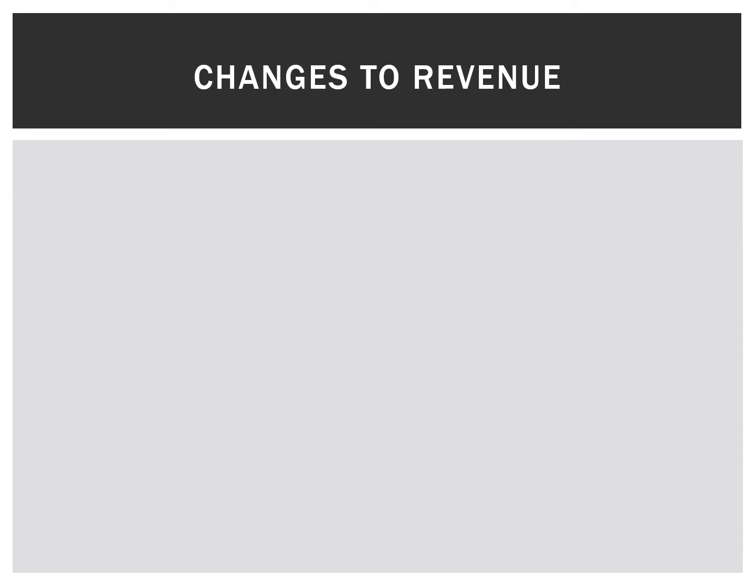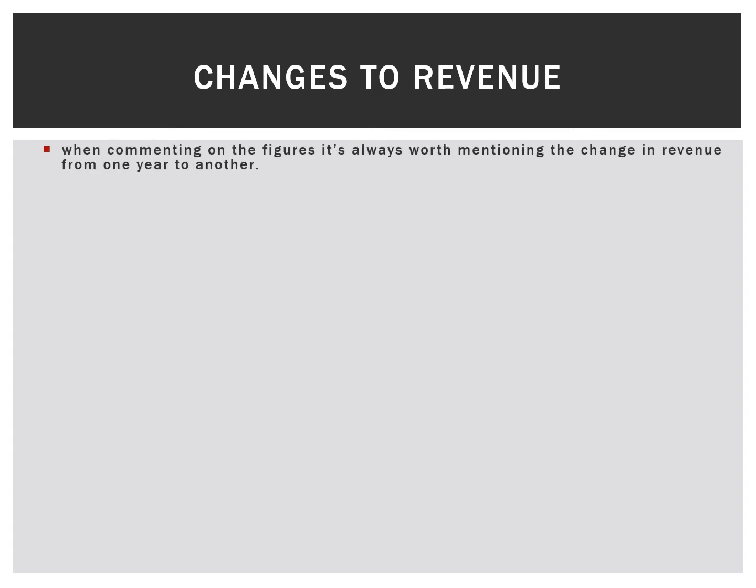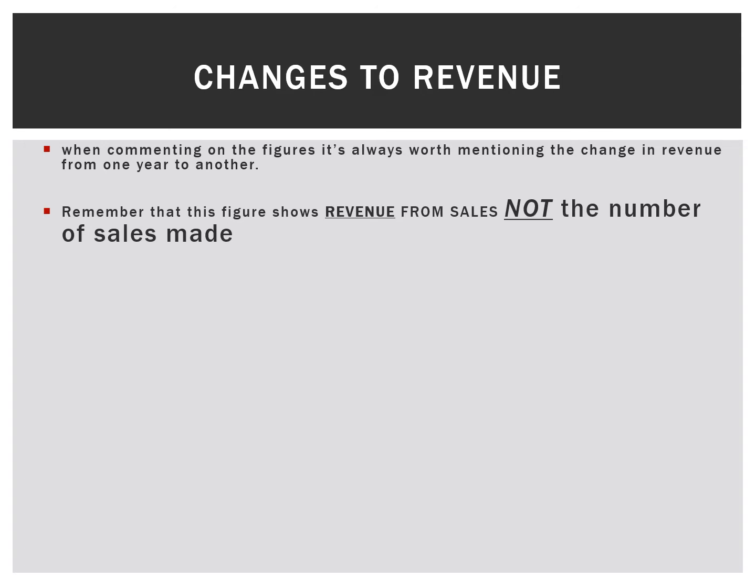So when we start looking at the profit and loss account, it's always worth spending some time looking at and commenting on any changes to the revenue figure from one year to the next. And here's the most important point for you to remember in this regard, and if you remember it, it will help you avoid lots of missed marks when it comes to commenting on the accounts. And that important point is this: the figure in the profit and loss account simply shows the amount of revenue generated from sales to customers.